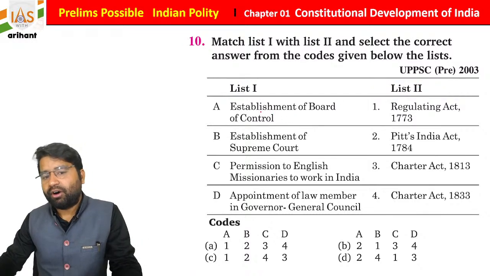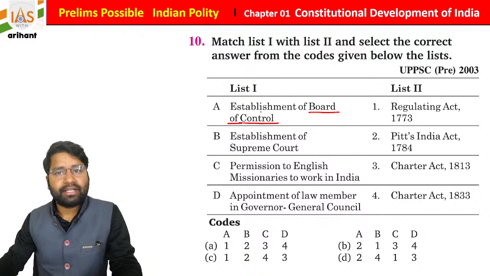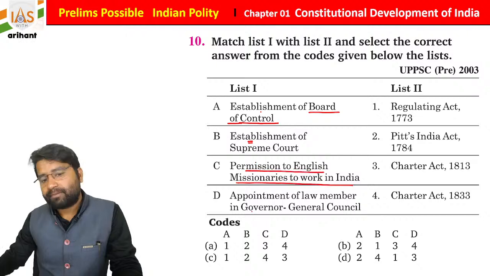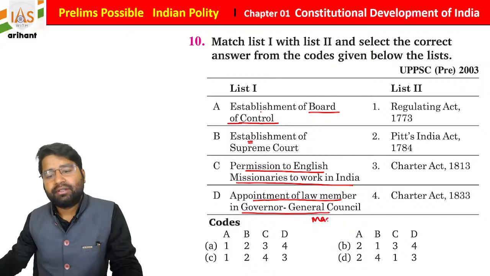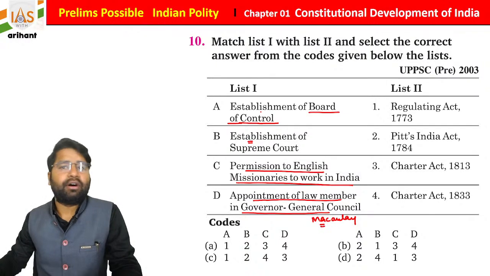The establishment of the Board of Control, and we already discussed that the Board of Control was basically created by the British Crown. There were 6 members, and what is the function of the Board of Control? They are doing administrative functions in Indian territory. Then the establishment of the Supreme Court, permission to English missionaries to work in India, and the fourth is the appointment of a law member in the Governor General's Council, and the first one is Macaulay. Okay, just opt for the right answer.